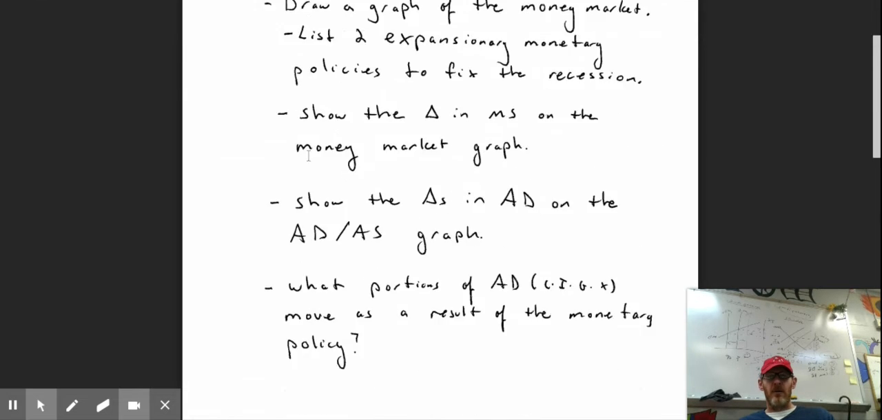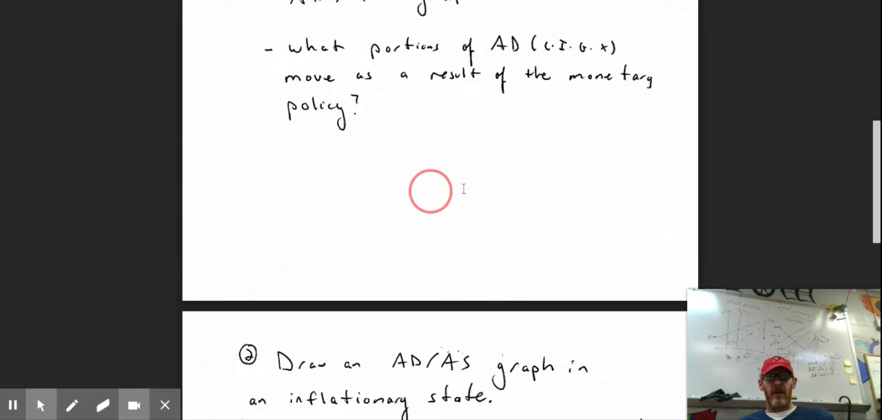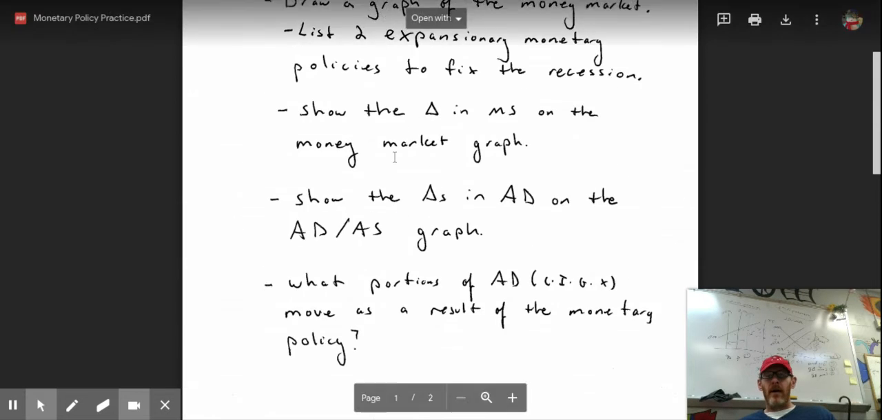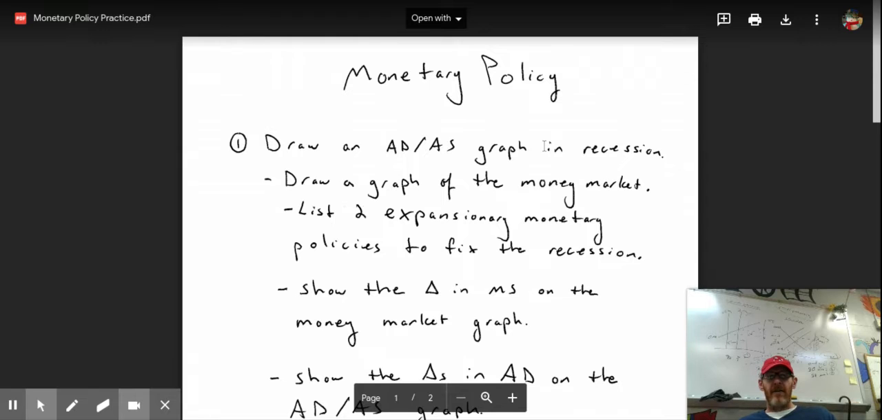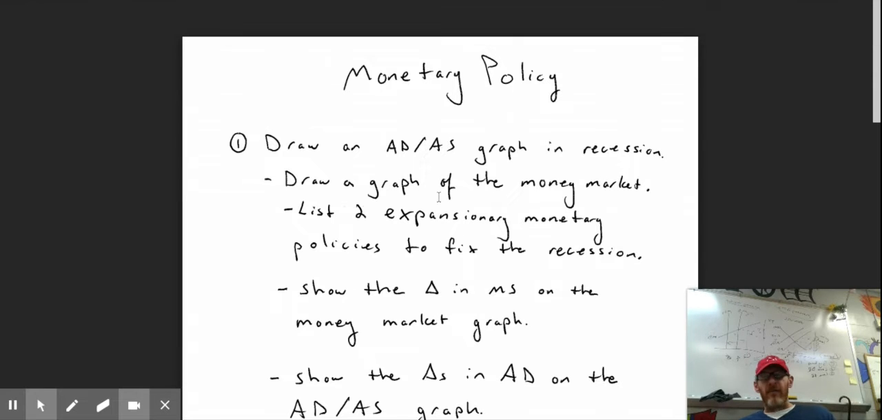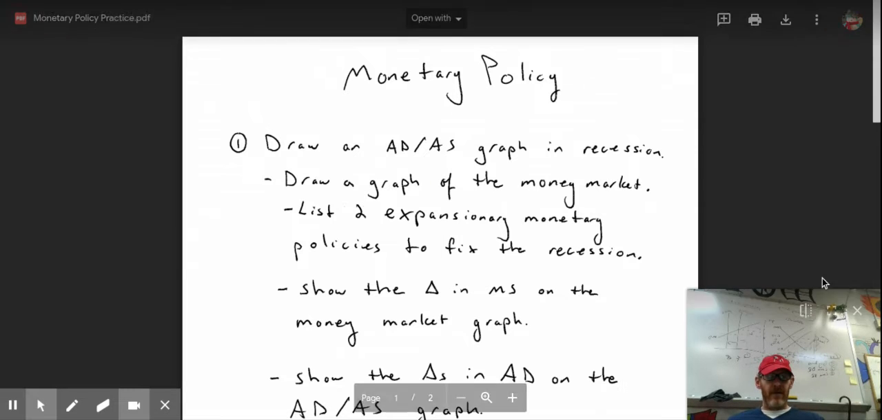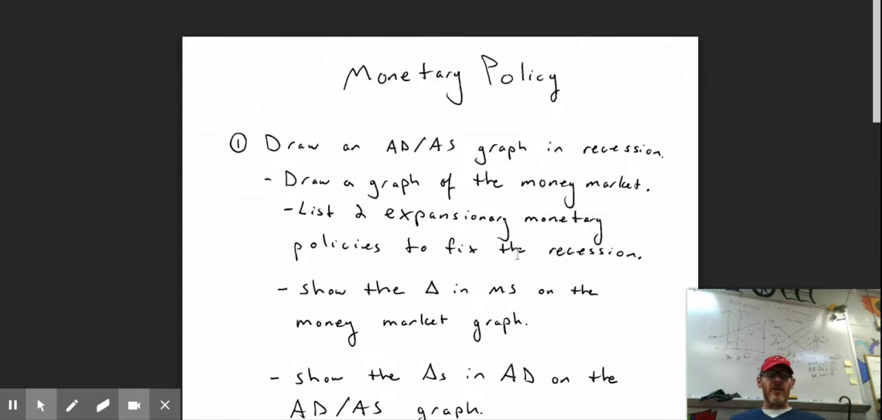The first thing I want you to do, and you can do all of this at the bottom here if you want to, is draw an ADAS graph in recession. You learned about how to do that with fiscal policy. I have several videos that show you how to do that. In fact, I think one of them is labeled like recession and inflation and stuff. Then draw one in recession, and next to it, draw a money market graph, just like the money market graph that we have here behind me. There is no recessionary looking money market graph. It's just the money supply and the money demand, and make sure you label it correctly.